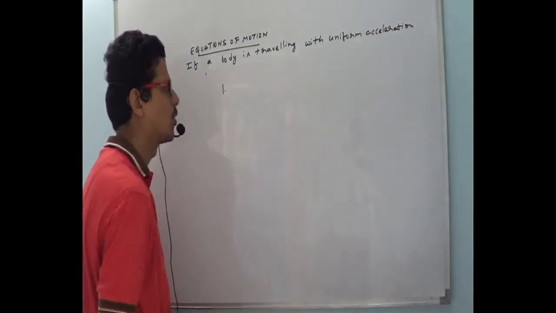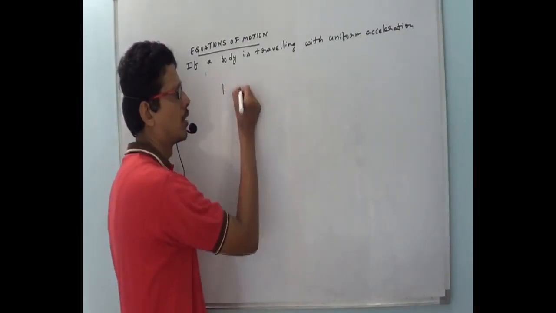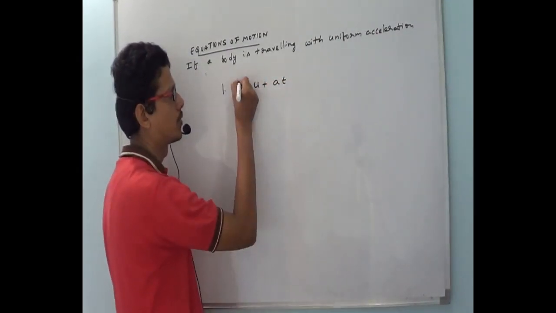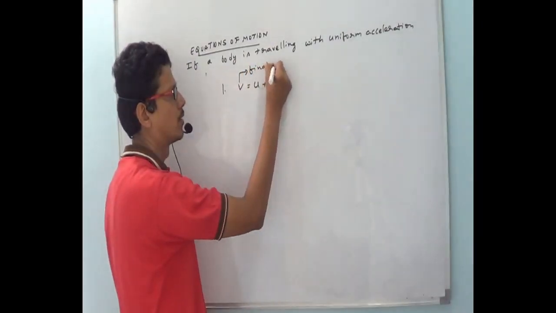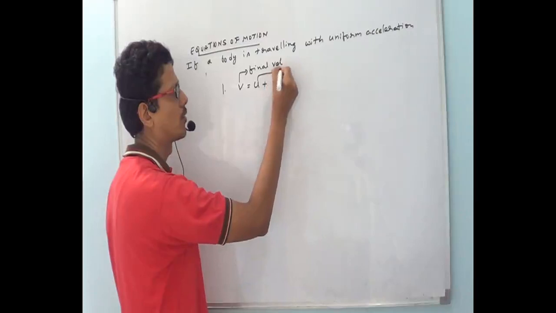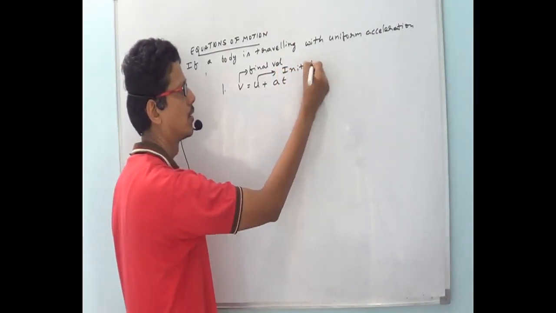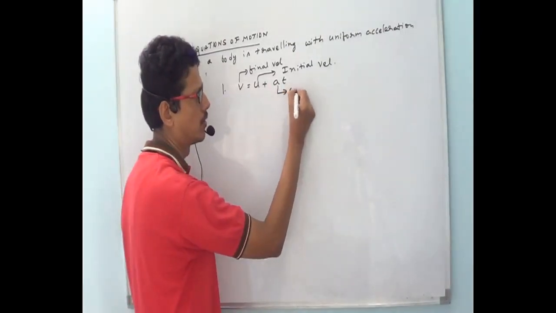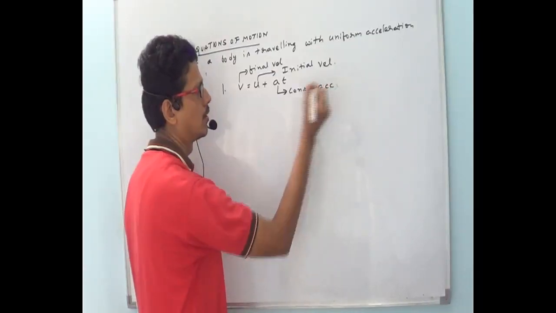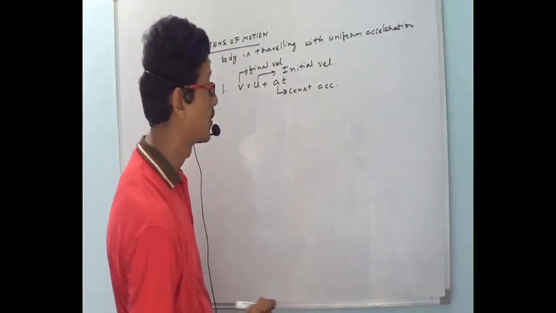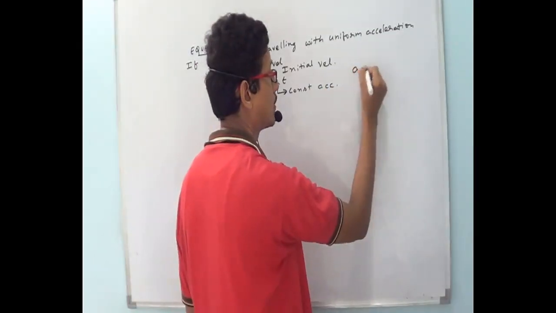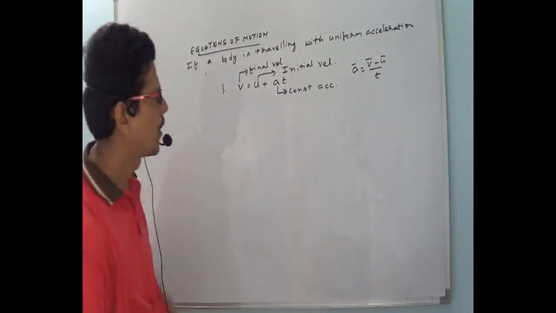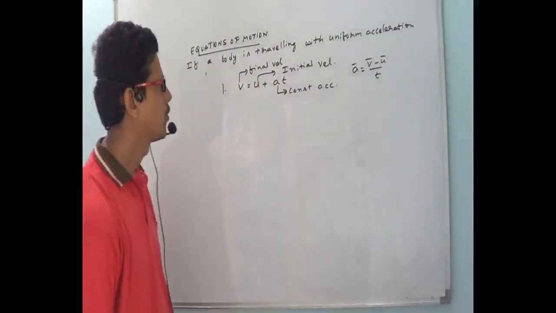First one is V is equal to U plus AT. This is the final velocity, and this is the initial velocity, and this is the constant acceleration. If the acceleration is constant, then only we can write this. Actually, acceleration is change in velocity by time, no? Okay, from that only we got this, V is equal to U plus AT.